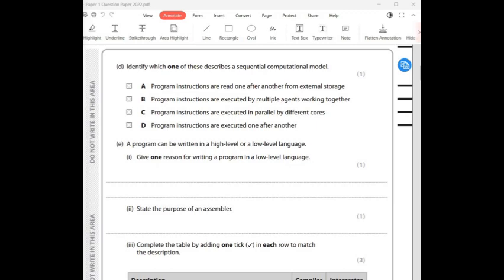Right, on with part 2. State the purpose of the assembler. The assembler will translate assembly language into machine code. That's literally it. The purpose of an assembler is to convert assembly language into machine code. Bosh, done.